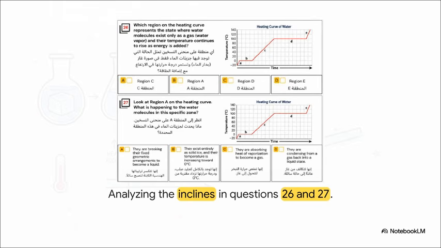Question 26 asks, which region represents water existing only as a gas with its temperature continuing to rise? Gas is obviously the hottest phase, which only happens after all the boiling is done. That's region E, making D the correct answer choice.